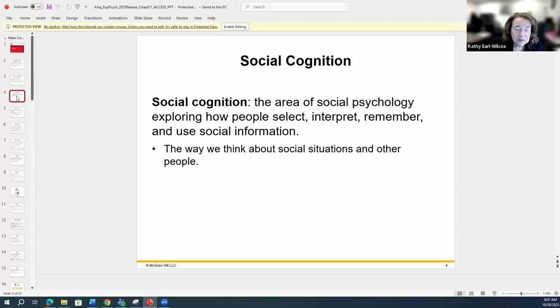Social cognition, or thinking, think of that cognitive word, is the area of psychology exploring how people select, interpret, remember, and use social influence information. Think about how your social situation changes. Are you different with family than you are with your peers, than you are in a situation that's new to you? More often than not, that answer is yes. That doesn't mean you're three different people or that you're faking it. It's that your social situation changes your behavior and your reactions.